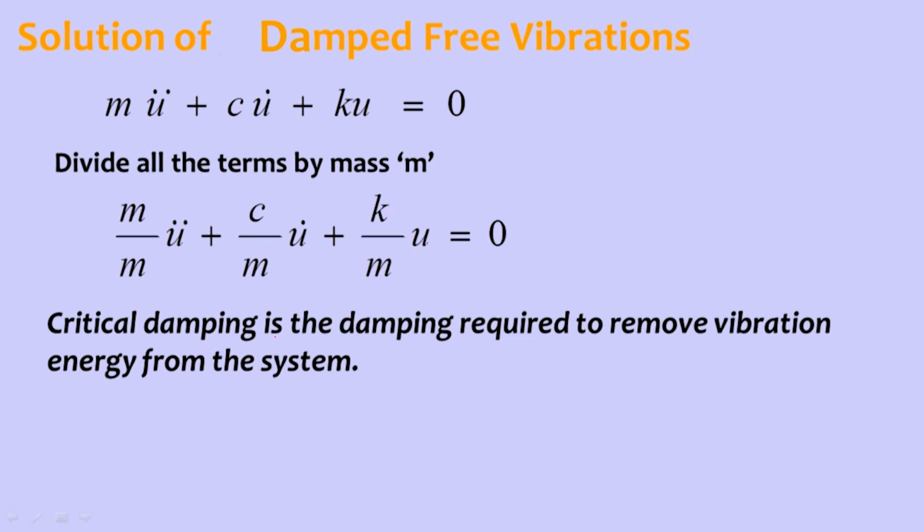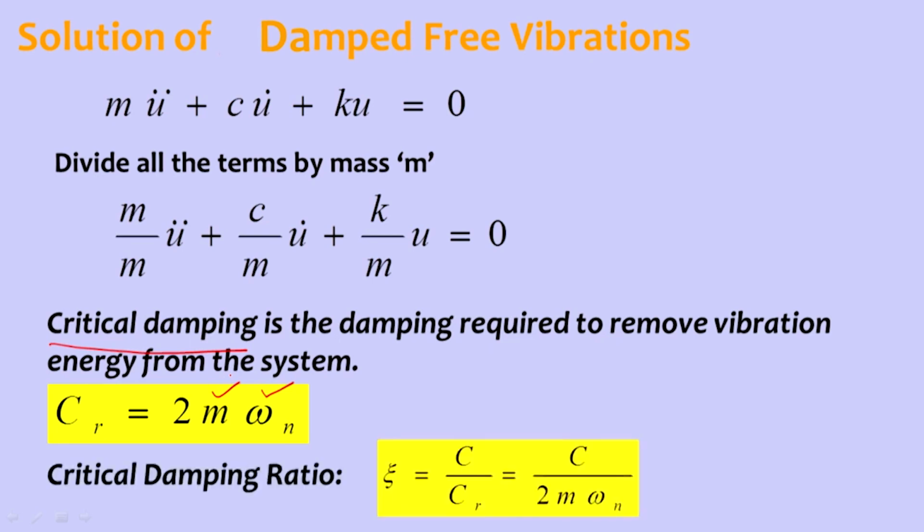Critical damping is the damping required to remove vibration energy from the system. Whatever energy is input into the system, the damping required to remove all that energy from the system is called critical damping. We will discuss it in a little more detail a while later. It is represented by Cr equals 2 m omega n, so critical damping depends on two parameters: the natural frequency of the system and the mass of the system.